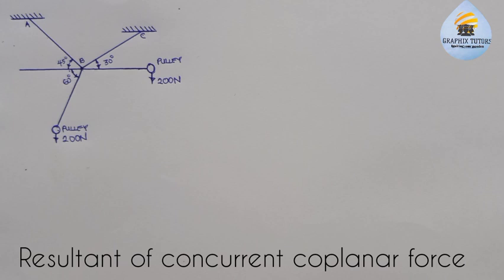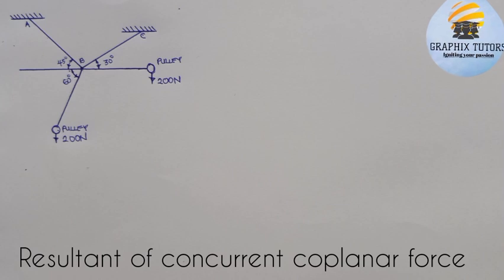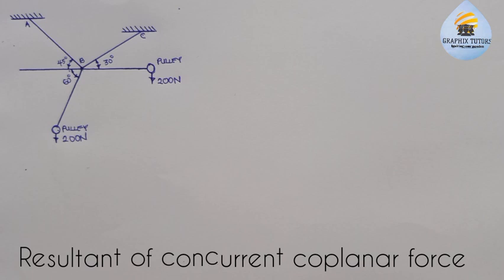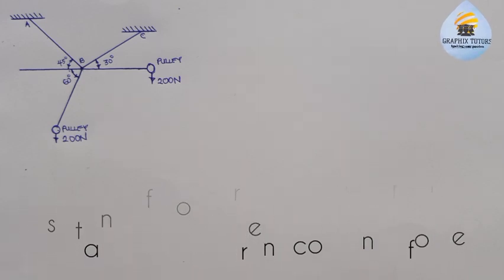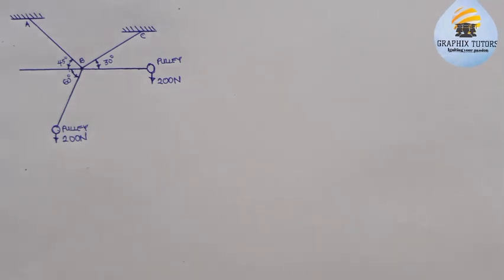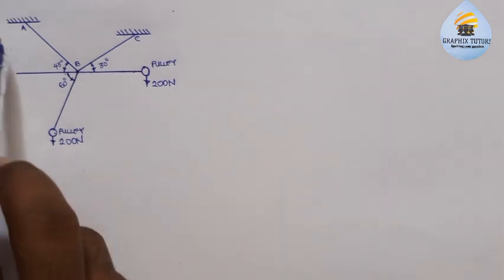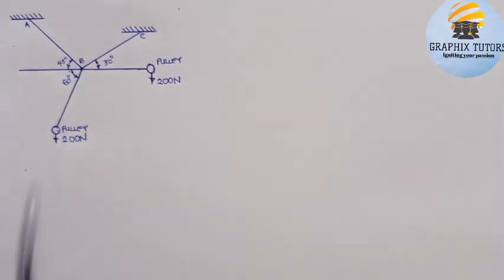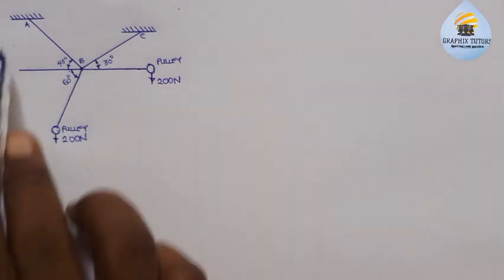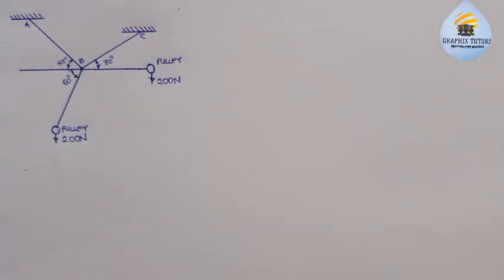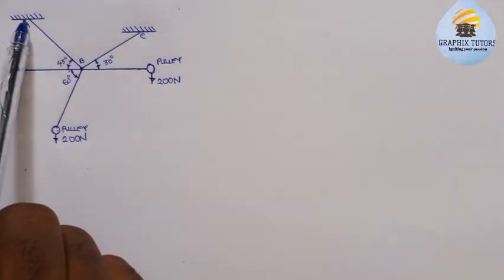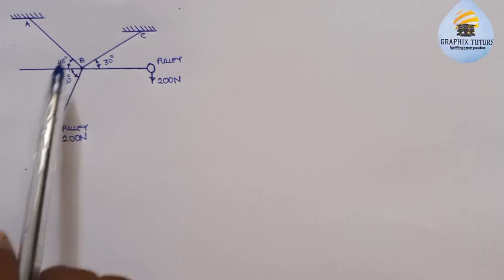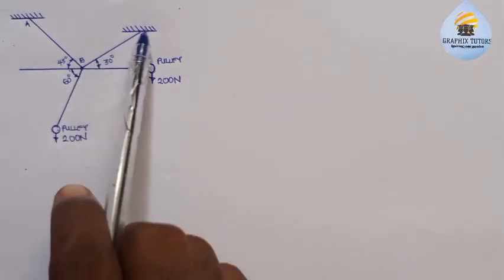If you look at the front of the screen, you will see a question that is involving a concurrent coplanar force. But this question is not like the other questions we've solved so far in this tutorial. This particular question has unknowns. We are told that we should find the tensile force in the cable AB and BC, because without that we cannot calculate the resultant force. So we need to know what force is acting along AB and what force is acting along BC.